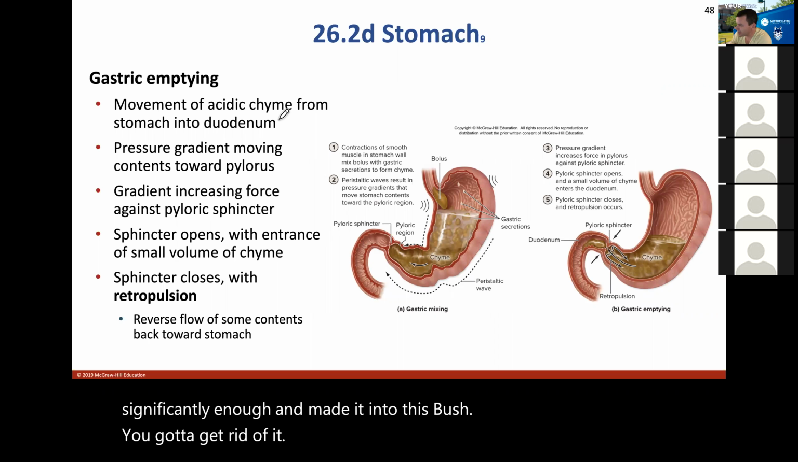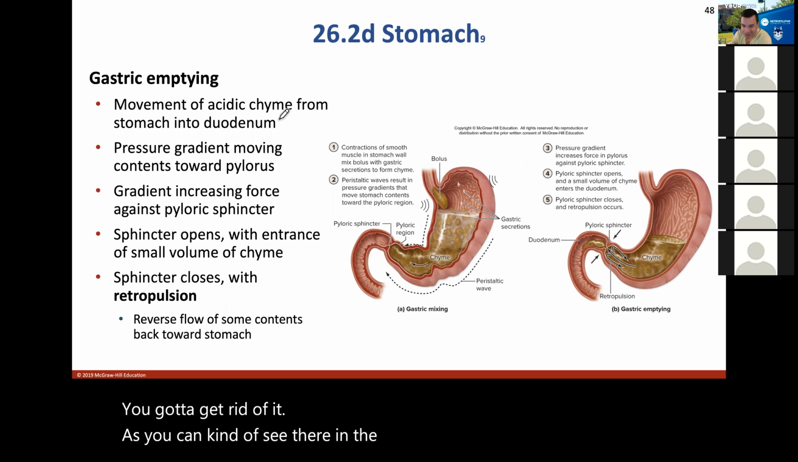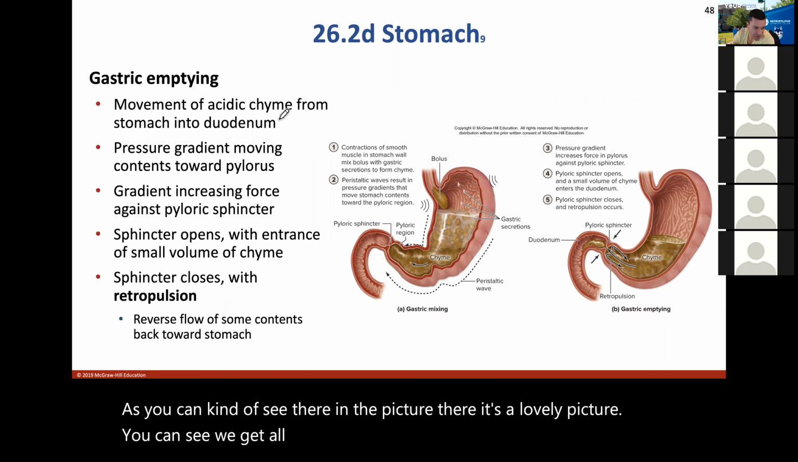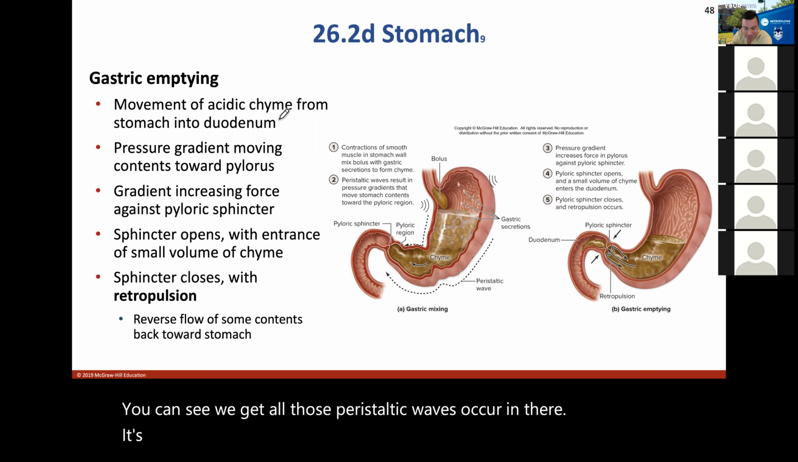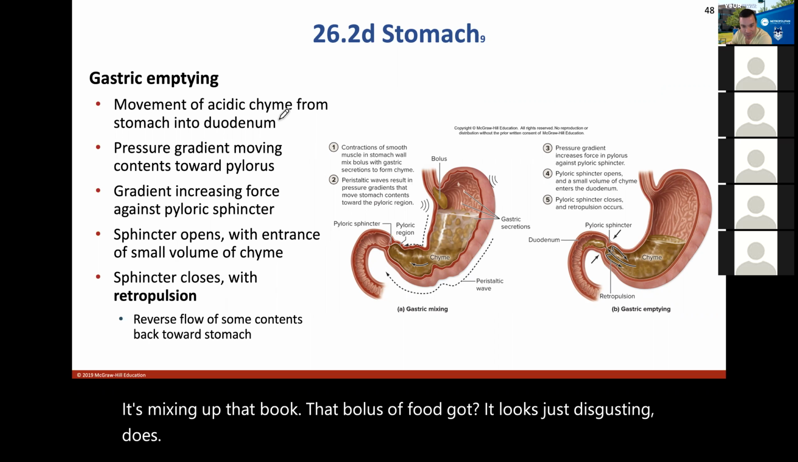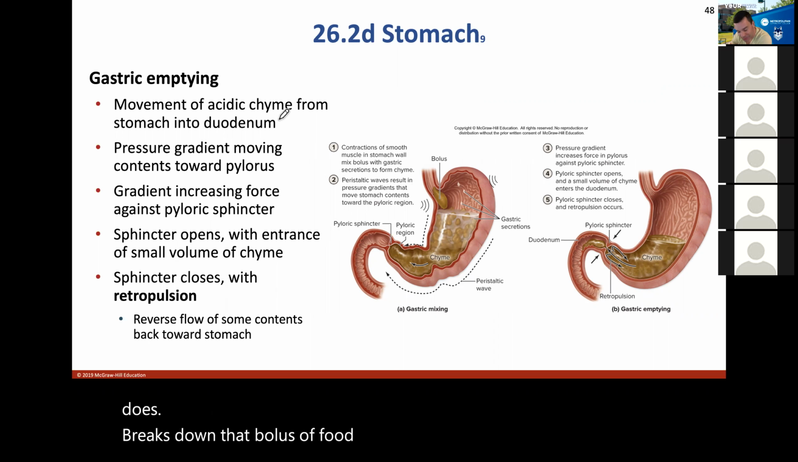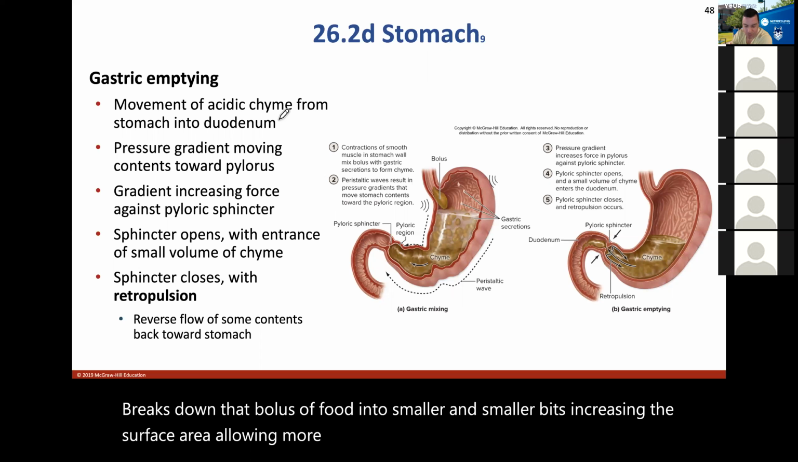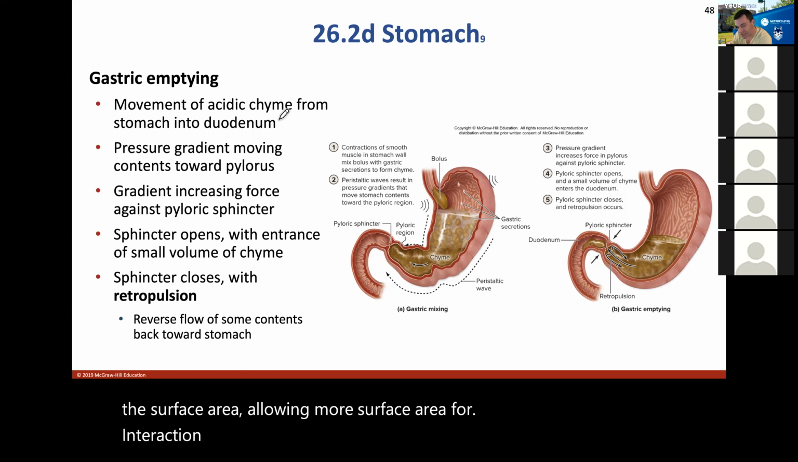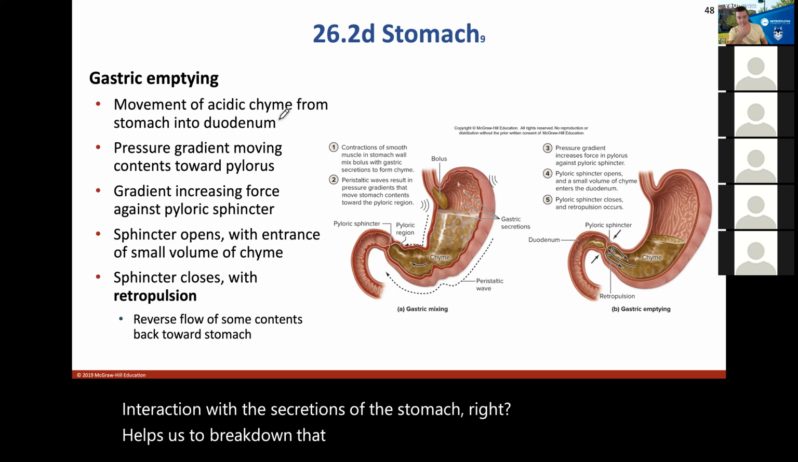As you can see there in the picture, that's a lovely picture. You can see we get all those peristaltic waves occurring there. It's mixing up that bolus of food. God, it looks just disgusting, doesn't it? It breaks down that bolus of food into smaller and smaller bits, increasing the surface area for interaction with the secretions of the stomach, right? Helps us to break down that protein.